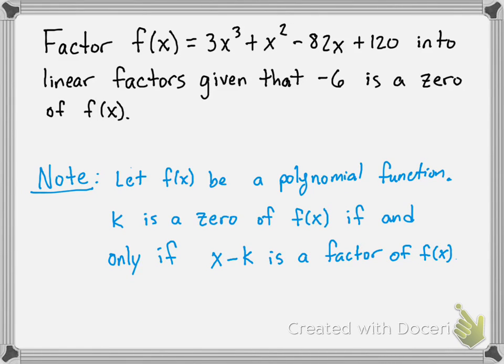Alright, so on this problem we are asked to factor f of x equals 3x cubed plus x squared minus 82x plus 120 into linear factors, given that negative 6 is a 0 of f of x.